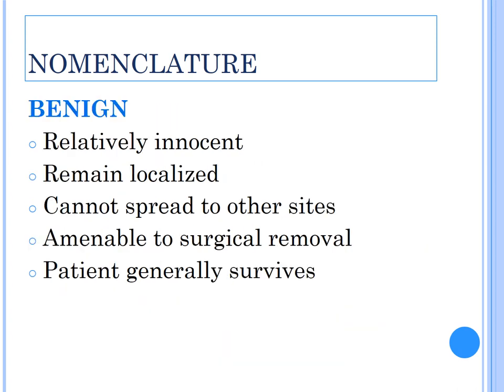Now we classify the neoplasms into two, benign or malignant. Malignant is equivalent to cancer. So when it is benign, it is innocent, meaning usually there are no symptoms. The patient does not complain of anything except for feeling a mass. And it remains localized, meaning it will not spread to other sites. And this is very good for the surgeon, because all the surgeon has to do is just remove it locally. And it usually does not lead to death. The patient survives because it is just the mass that was removed, and it is relatively innocent or benign.